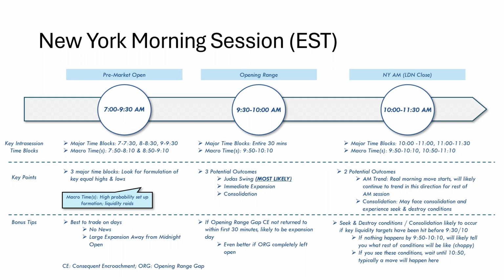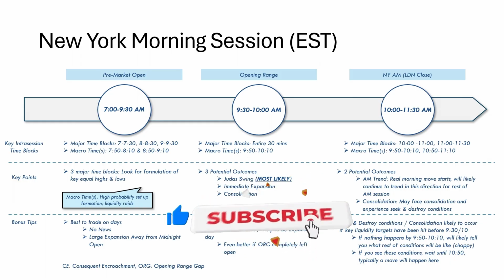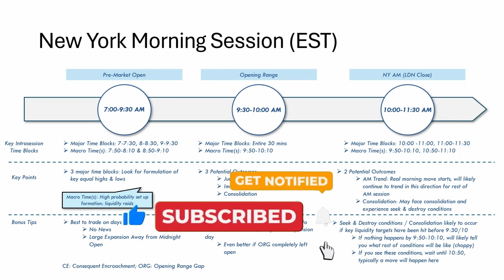Now, a couple things to keep in mind: how can you tell that there's going to be a seek and destroy or consolidation condition? Typically, a lot of times, if there's a key liquidity target that's been hit by 9:30 or 10 o'clock, let's say the previous day high was raided already, or the previous week high was raided, or there was a big pool on the 1 hour that has already got taken out, then you're likely to consolidate in that 10 to 10:50 range.